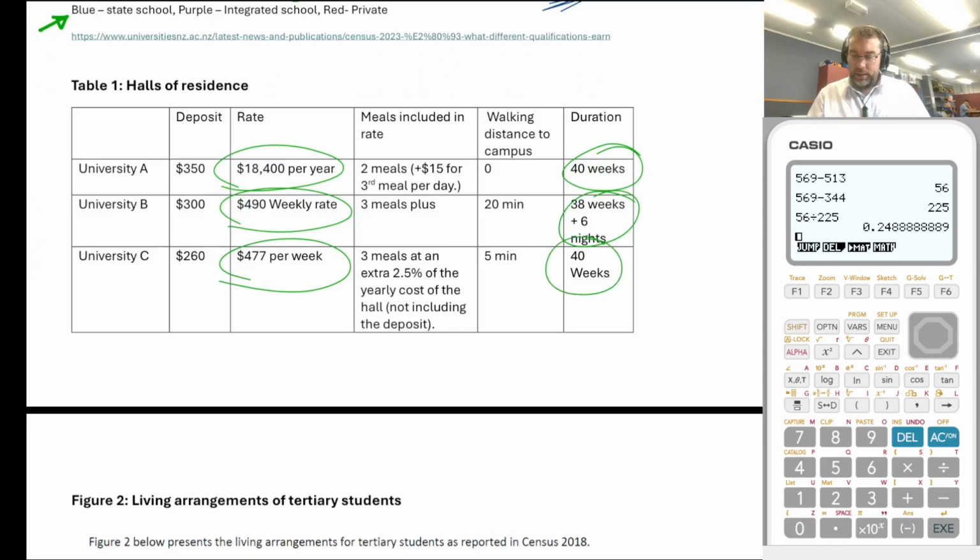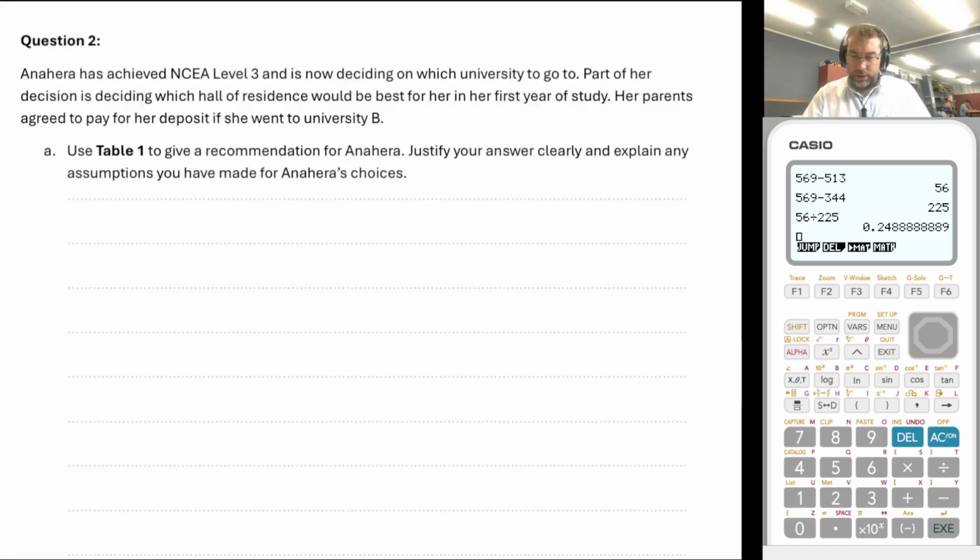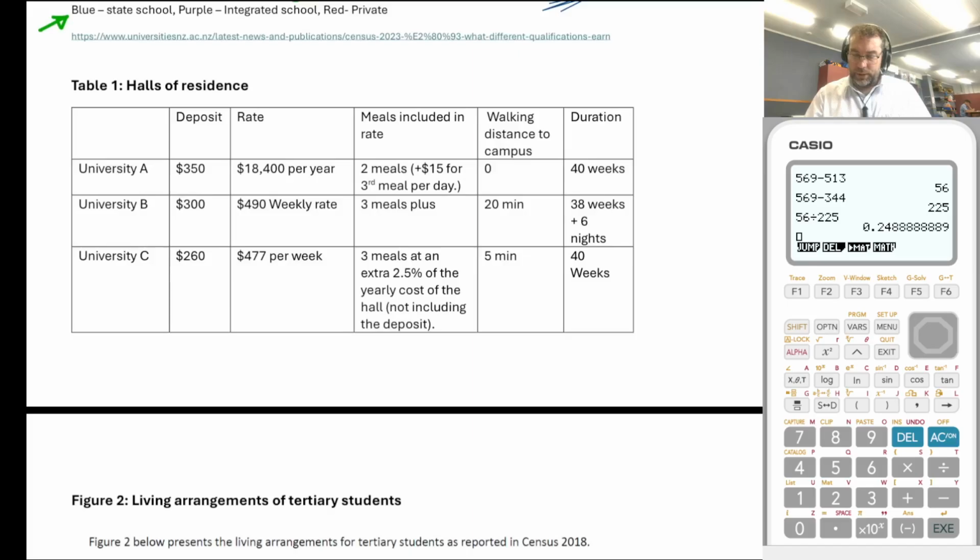So for the per week, if we look at University B, it's not quite as long as University A or C. The other thing, if we look at the question, it doesn't actually say that it has to be based solely on money. So this column here about the walking distance to campus potentially is something that we want to be thinking of, because it might be that we want to make a statement about that. So I've kind of got my head around what it says here.